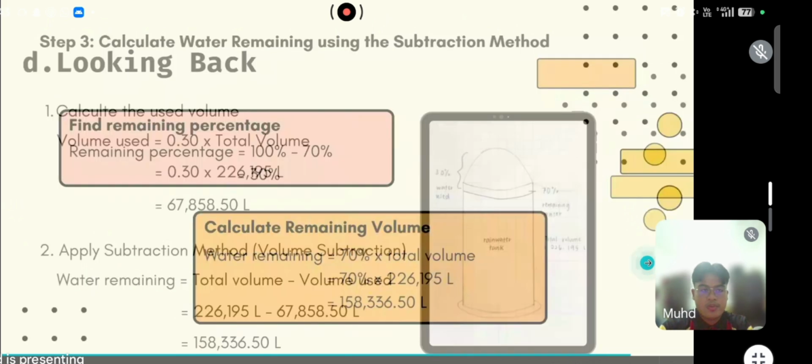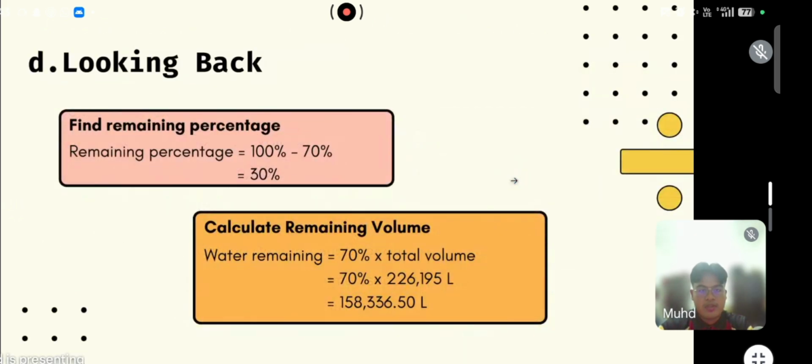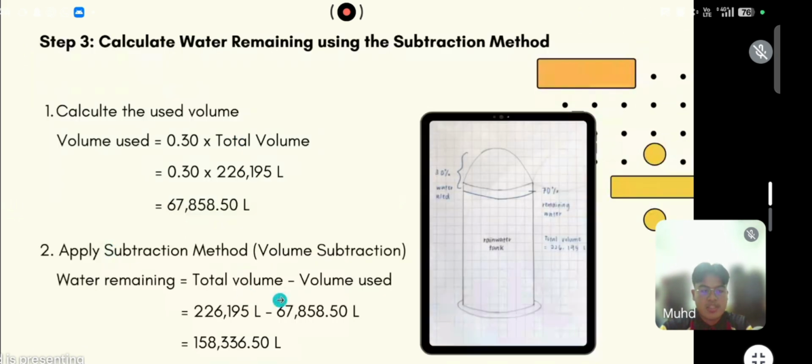So kita looking back balik, nak cari remaining percentage. So looking back, find the remaining percentage. 100% tolak 30% sama dengan 70%. So kita dapat ini, betul lah, 70%. Lepas tu kita calculate the remaining volume. Kita ni guna kaedah pendaraban. Kalau yang tadi kat sini kita guna tolak sebab kita guna subtraction method.